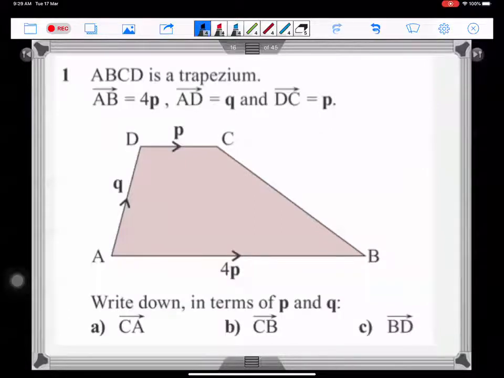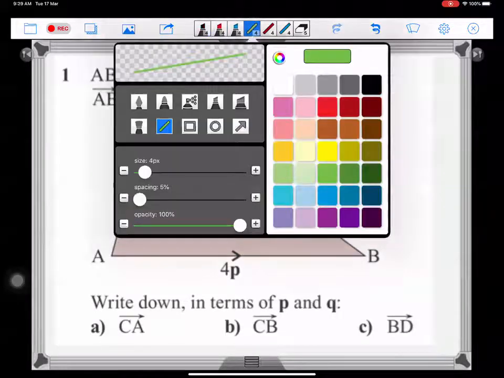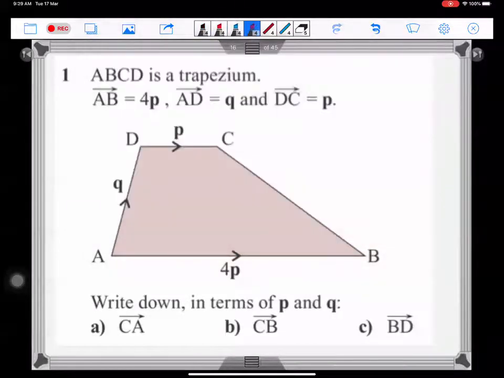ABCD is a trapezium. AB is given as 4P. Okay, this is given. And AD is given as Q. DC is given as P. Write down in terms of P and Q, CA, CB, and BD.